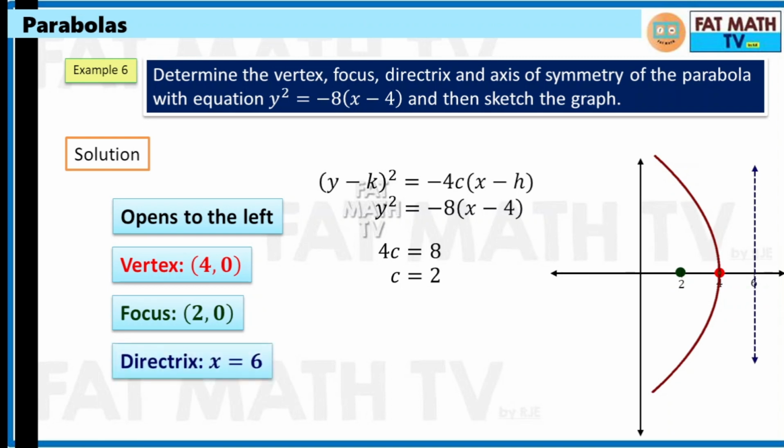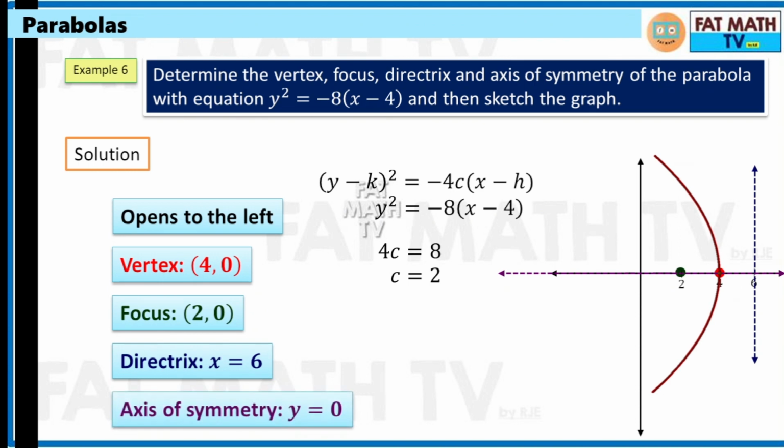And for the axis of symmetry, the line that passes through the vertex and the focus, that is the x-axis, or the equation is y = 0.